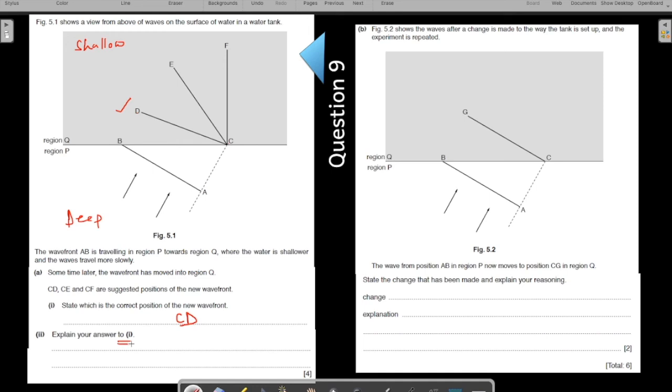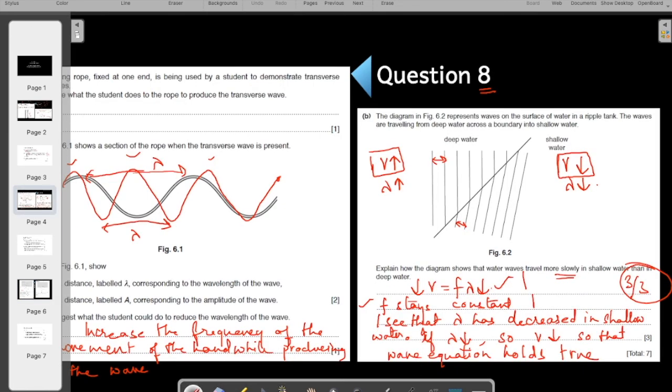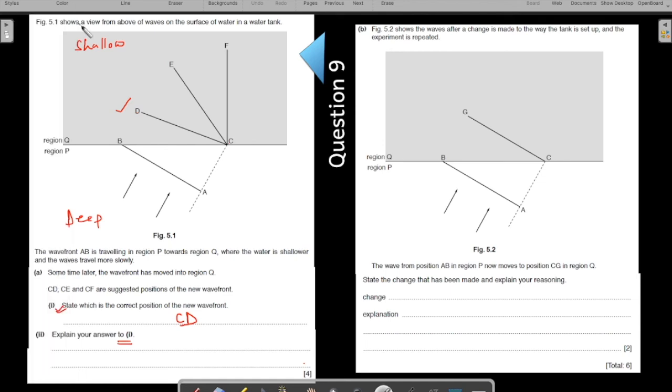Explain your answer here, a 4 mark question. The same kind of reasoning you'll have to give, which we just gave here and which we have been giving every now and then on the questions on refraction. Question number 8, similar reasoning goes here as well. Let's come to the next part of question number 9. The figure shows the wave after a change is made to the way the tank is set up. The experiment is repeated. Now in part B, they are making some changes in the tank and the wavefronts are moving as it is shown here.